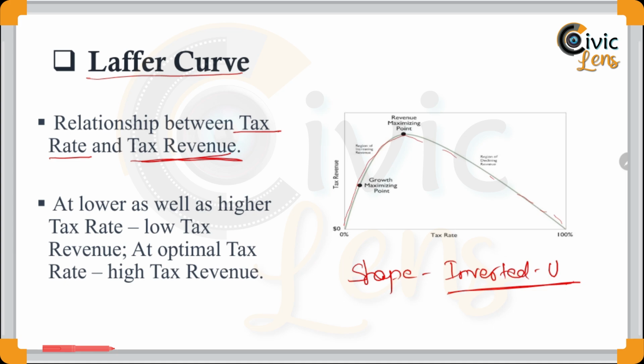And what is the hypothesis behind the Laffer Curve? It says that at lower as well as higher tax rates, tax revenue will be low, right? But at one optimal tax rate, tax revenue will be high. So this is the hypothesis, or this is what the Laffer Curve conveys, right? Now let's understand this in a more detailed manner.